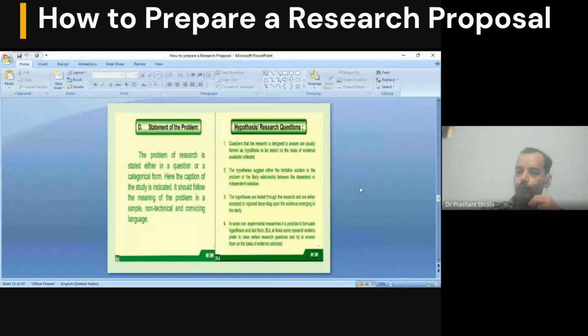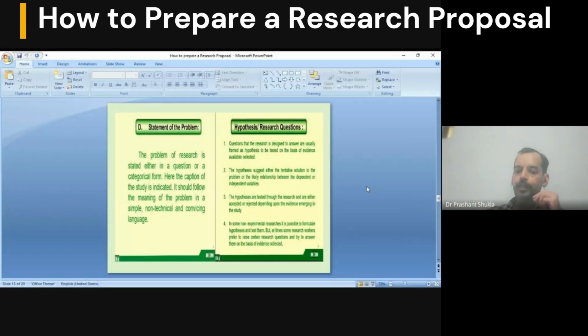So then we come to the statement of the problem. The problem of research is stated either in a question or in a categorical form. Categorical form means, as you all know, a person may say yes or no to that. Don't make it ambiguous. Nobody should be allowed to say that, well, maybe yes or maybe no. No, it should be categorical. Here the caption of the study is indicated. It should follow the meaning of the problem in a simple, non-technical and convincing language.